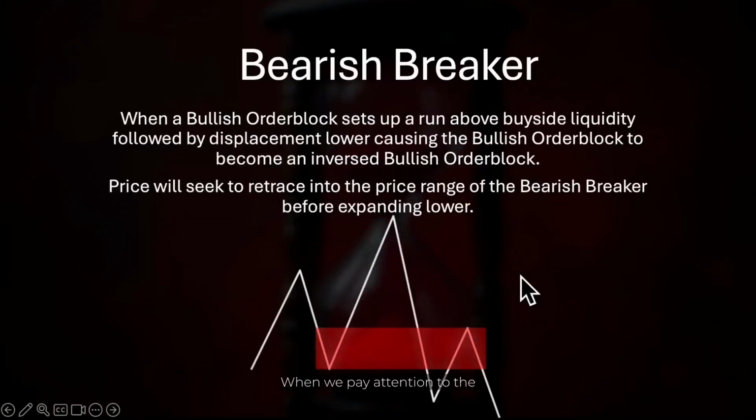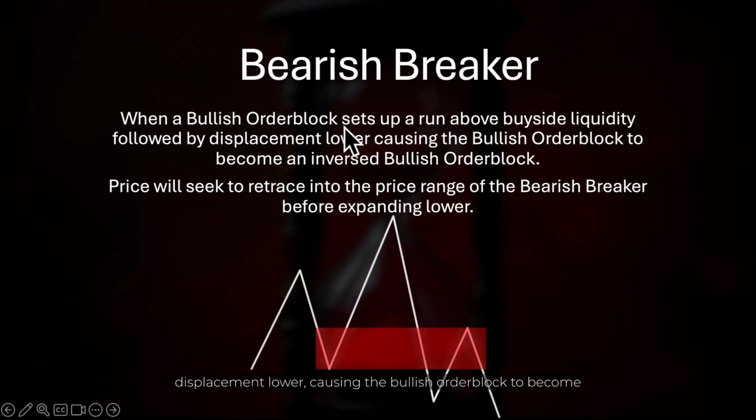When we pay attention to the bearish breaker then, the bearish breaker forms when a bullish order block sets up a run above buy side liquidity, followed by displacement lower, causing the bullish order block to become an inverse bullish order block. Price will seek to retrace into the price range of the bearish breaker before expanding lower.